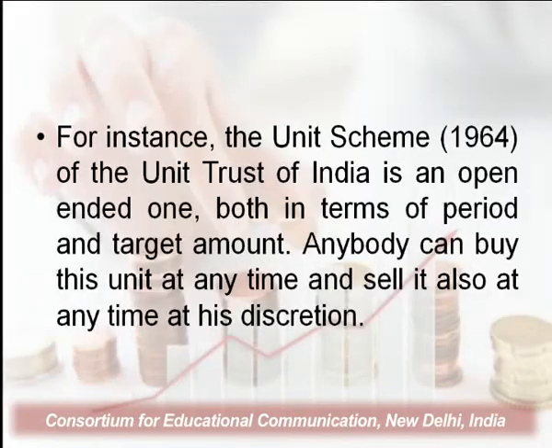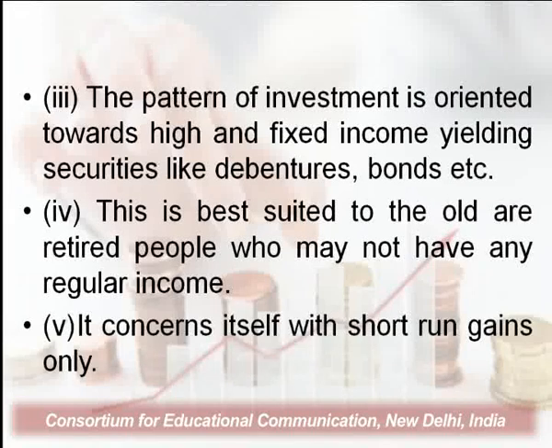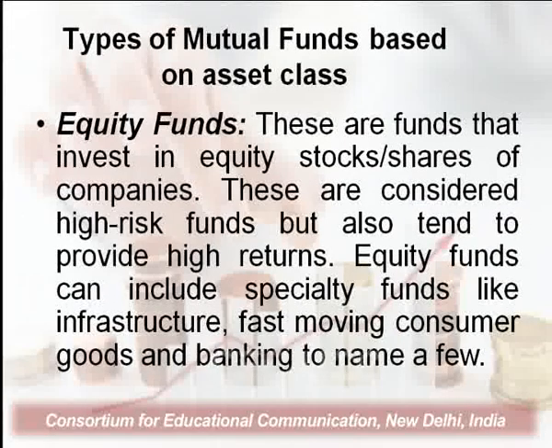For example, the Unit Scheme of 1964 was an open-ended fund. Some of the features of this open-ended scheme are that the investor is assured of regular income at periodic intervals, and the objective of this type of fund is to declare regular dividend and not capital appreciation. So, basically the pattern of investment is towards high and fixed income yielding securities, and it is more suitable for people who are retired or who do not have a regular source of income, because this may provide some short term gains to the investors.